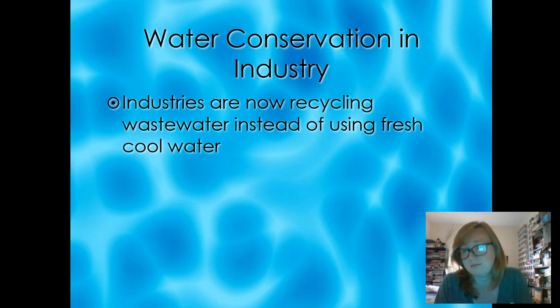Here's a positive, because we need some positive, uplifting news. Some industries are now recycling their wastewater instead of just using fresh, cool water. So they'll have tanks or reservoirs where they use some water to cool off their machinery. They'll let that build up, cool down, and they'll recycle that and use that water instead of putting it back into the environment. For example, if you use some water to cool these nuclear reactors, it doesn't touch a nuclear reactor. It's still water, but it's very hot, practically boiling. And then they'll just throw that right back in the river.